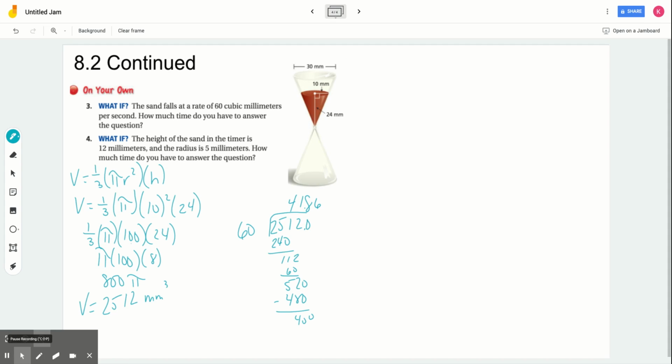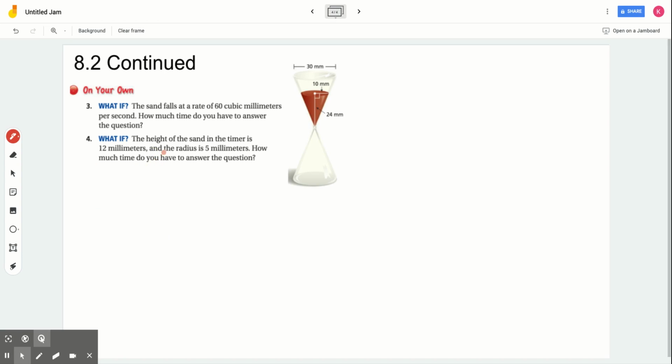As we are dividing here, we are at 41.86, and we are going to find out that this 6 is going to keep repeating. So how much time would we have to answer the question? We would have about 42 seconds. Unless it asks you for a specific place, I would accept about 42 seconds, or 41.9 seconds would be great.